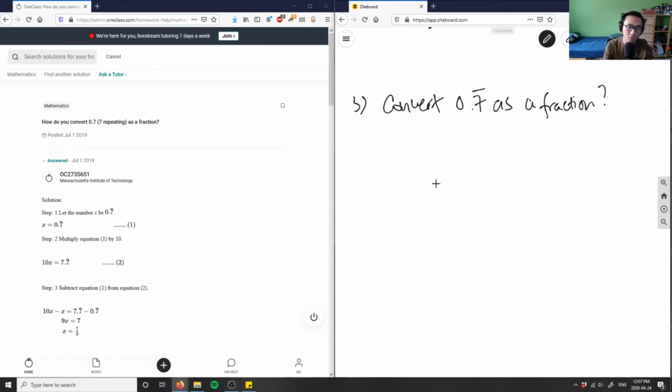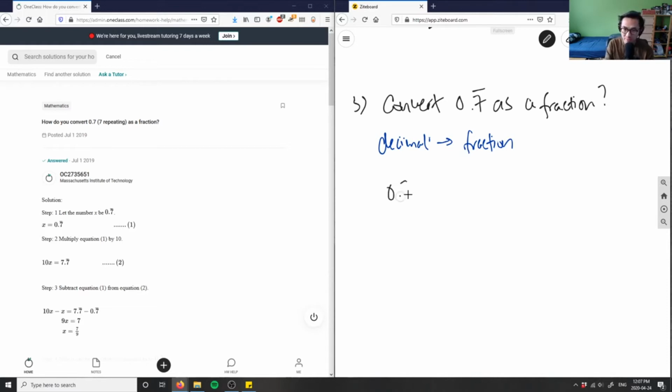So if I want to convert this into a fraction, what I have to do is first convert this. This is a decimal here, right? I'm given a decimal, and I want to convert it to a fraction, right? In order for me to convert from a decimal to a fraction, what I would have to do is simply divide it by 10, right?